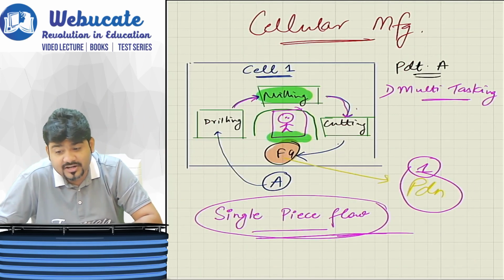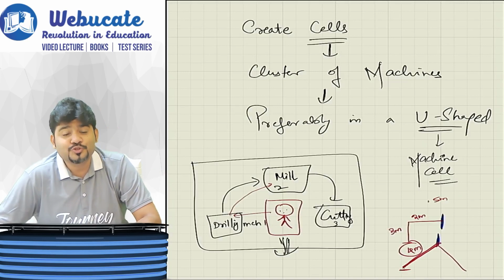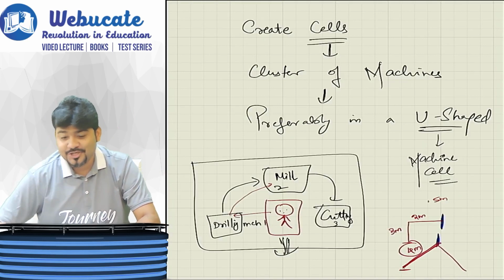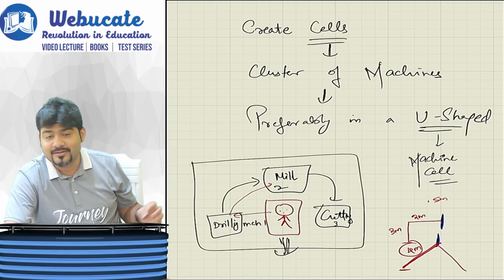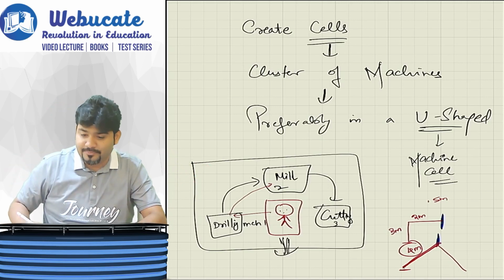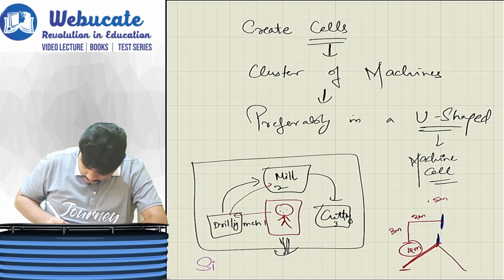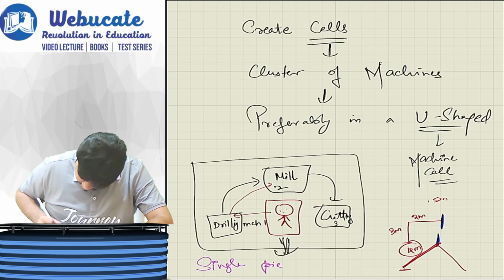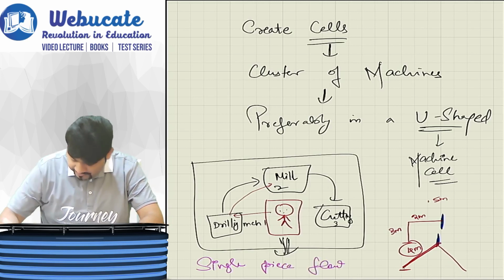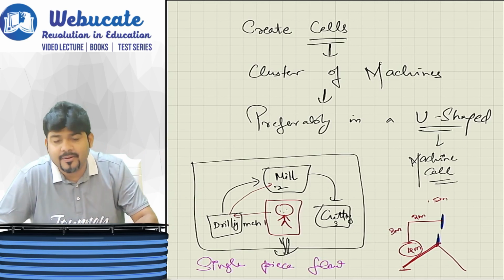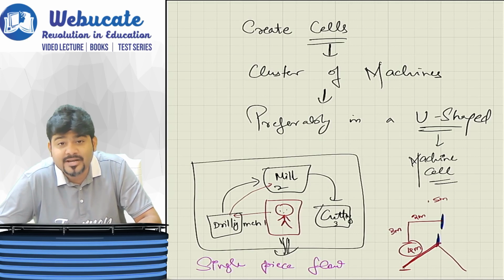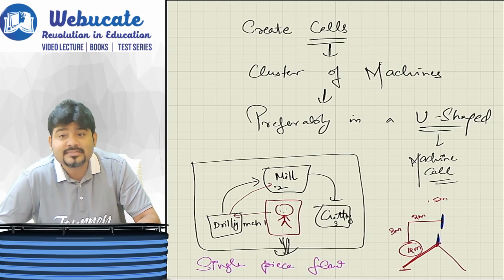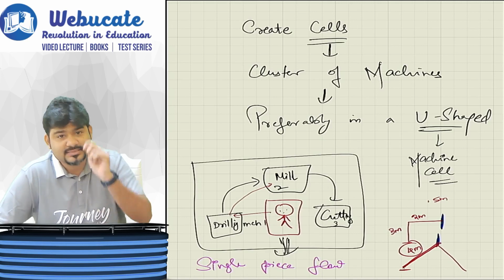Working capital block. See, working capital block was the case where there used to be creation of WIPs. Here no WIP is going to be created, because this one person is responsible for that one product. That is why this is also called single piece flow. This system is called single piece flow because in one flow, you are able to complete the whole product.